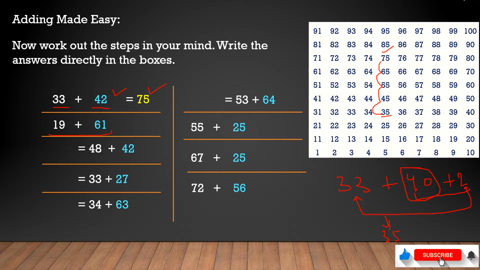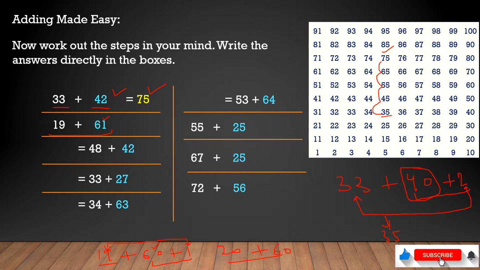Again, we'll take another example. This is 19 plus 61. So here is 19, here is 61. We can write 61 as 60 plus 1. Now what we can do is add 19 and 1 first. 19 plus 1 will give us 20. And what is left over? 60 is also left over, so we have to add 60 more.